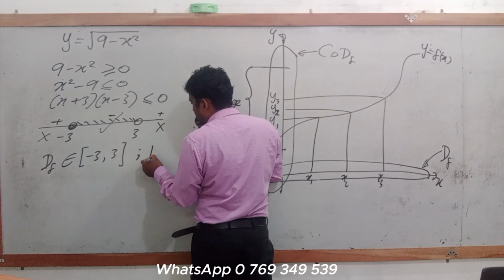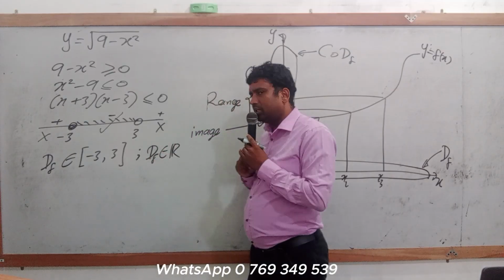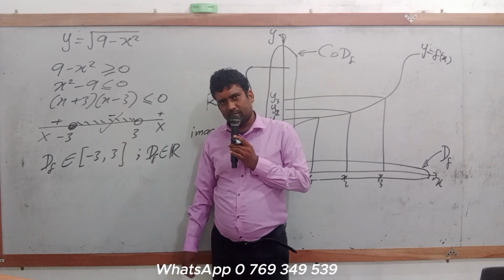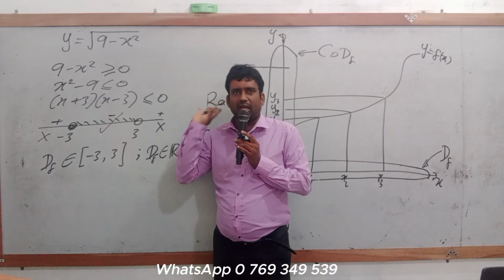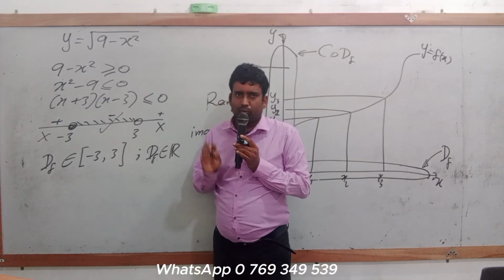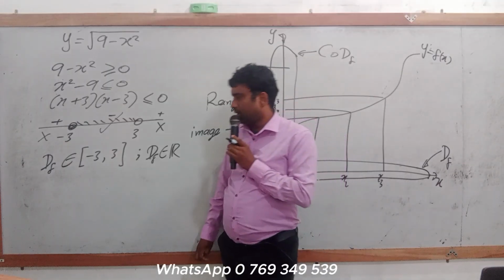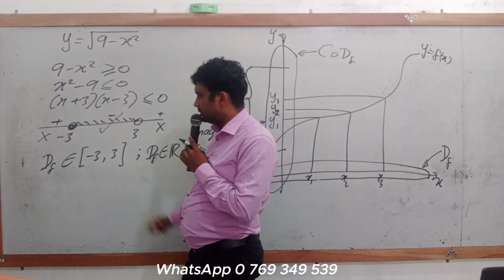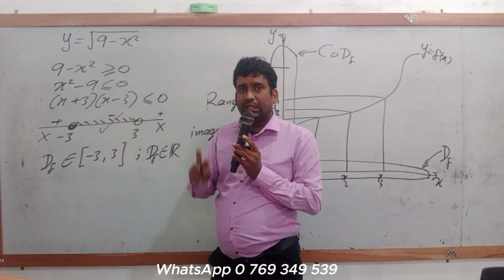Sorry, Df belongs to R. This is the Df domain. The domain should be like that, right? In the previous one we could take any real number, no problem, but here that is the difference. That is the Df, and we have to find out the range.